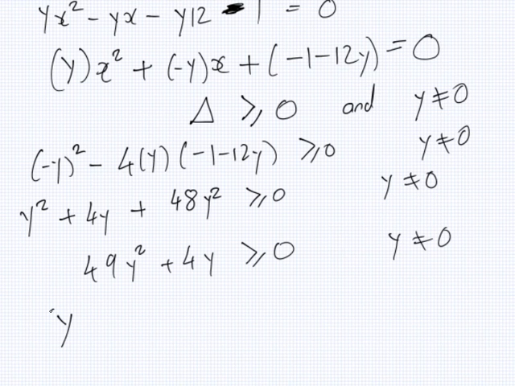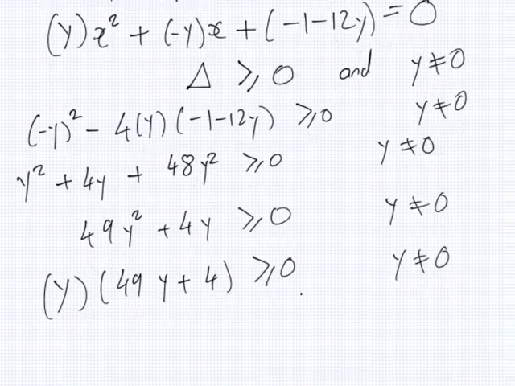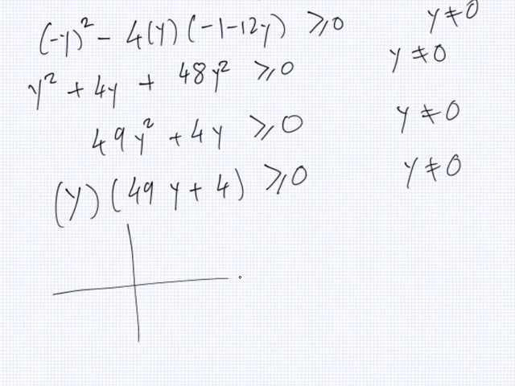Take out the y. 49y plus 4 should be positive and y not 0. Let's look at the graph here. What have we got? And this is actually y. 0 and minus 4 over 49. And above or below? Which do I want? I want above.